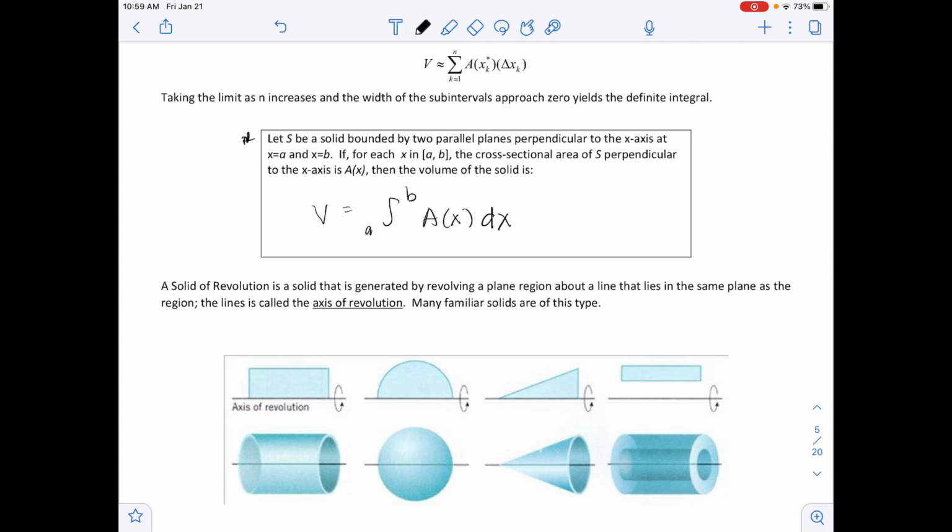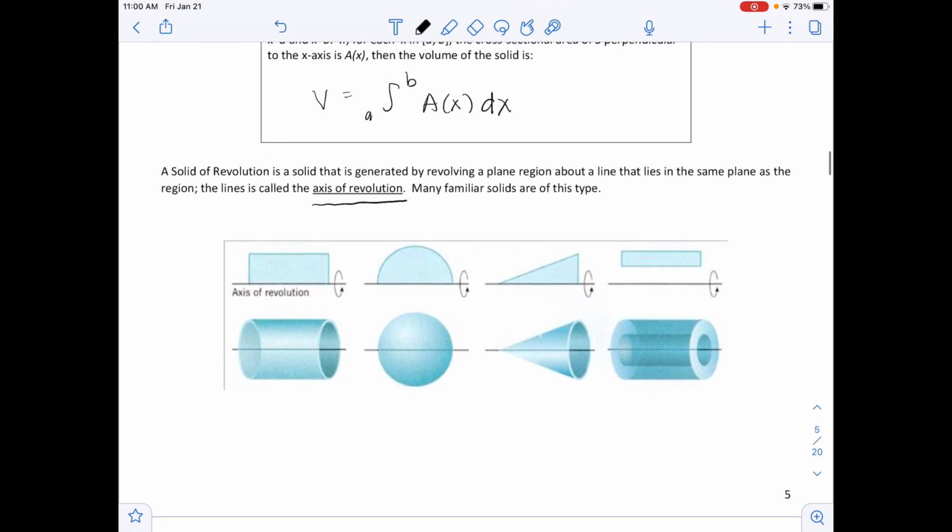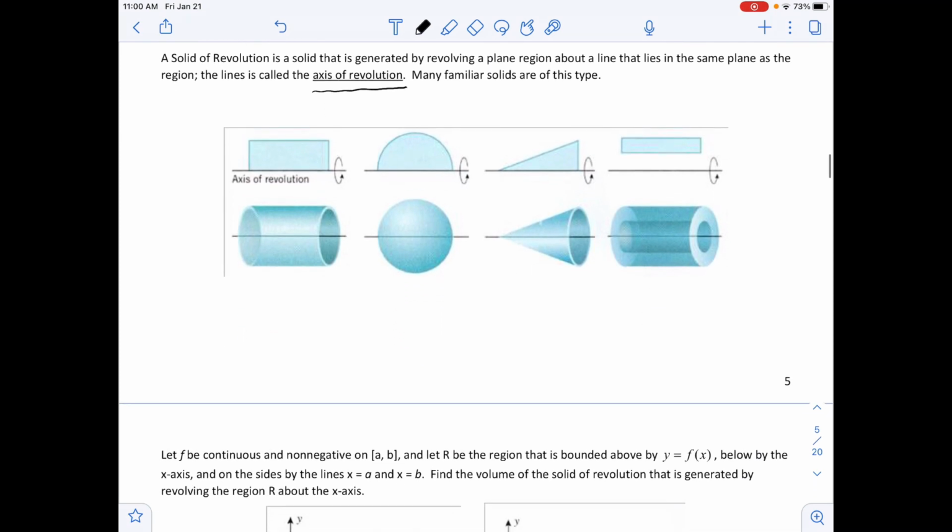So a solid of revolution is a solid that is generated by revolving a plane region about a line that lies in the same plane as the region. The line is called the axis of revolution. Many familiar solids are of this type. And so you can see in the diagram below, there's the axis of revolution.